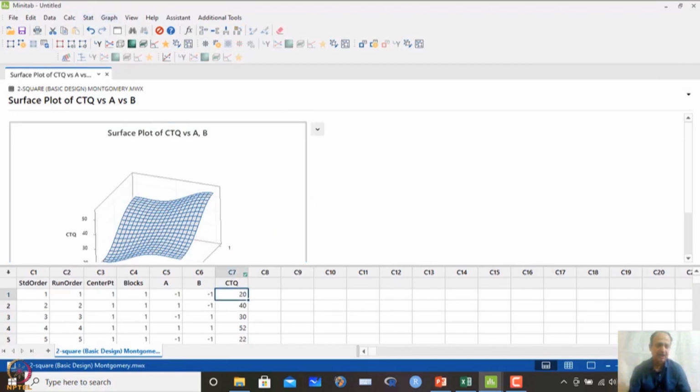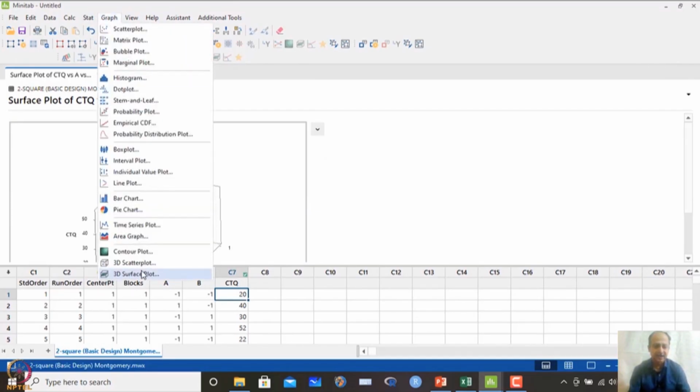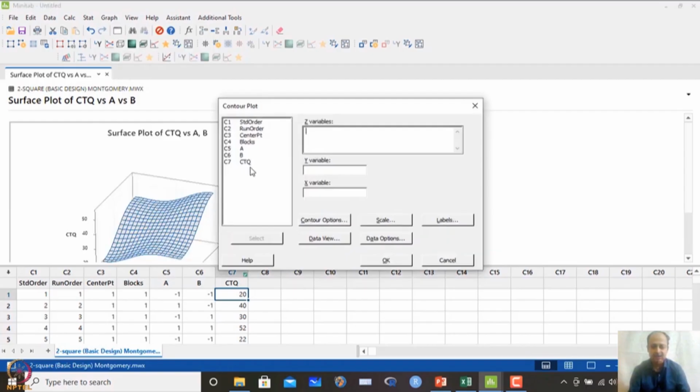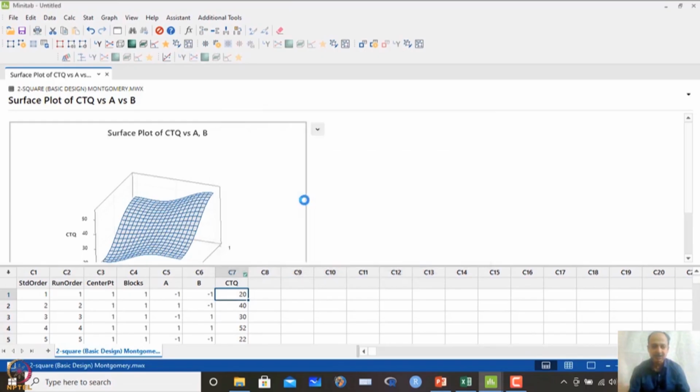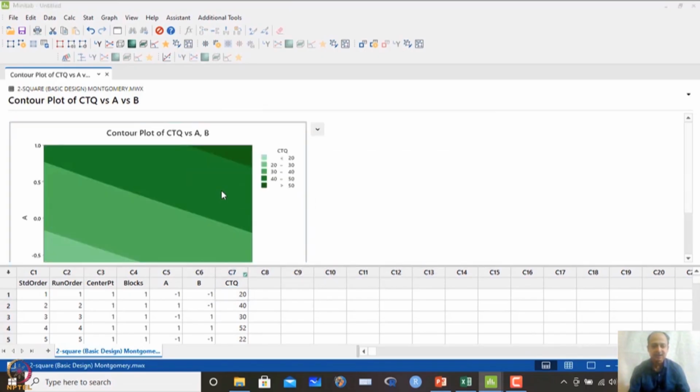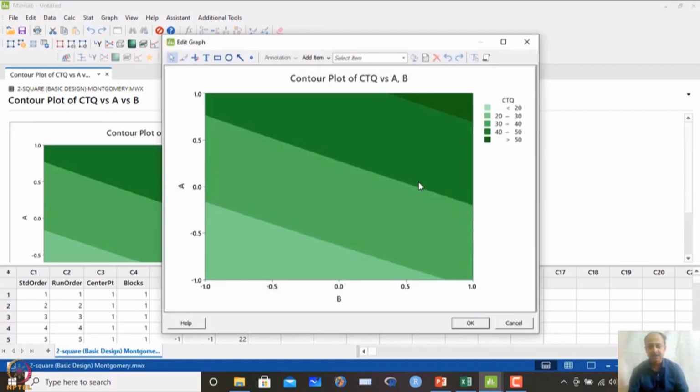We can also see the contour plot over here. Because I am assuming continuity, I can see the contour plot. In this case the z axis will be CTQ and the y axis, let us say A and B, and this contour plot is also possible. We can see that one, and in this case we will figure out where it is maximized.